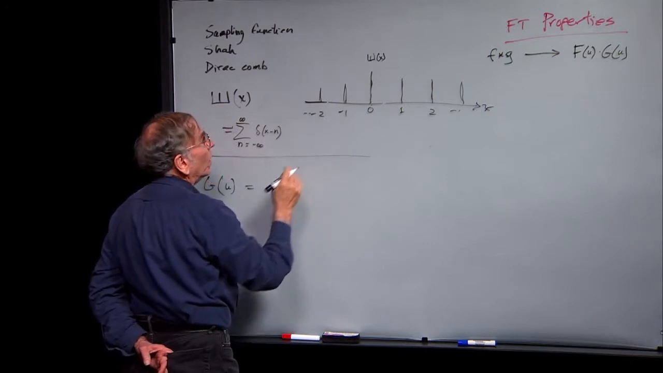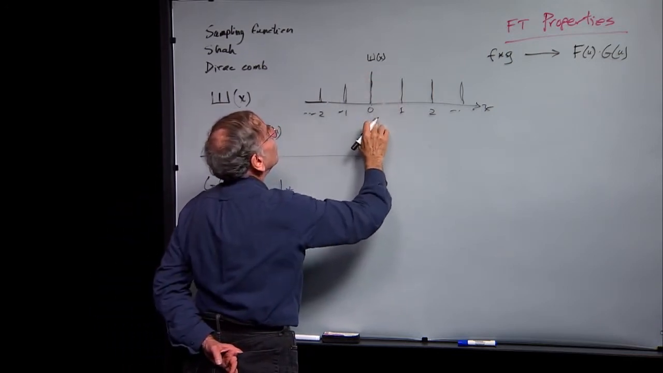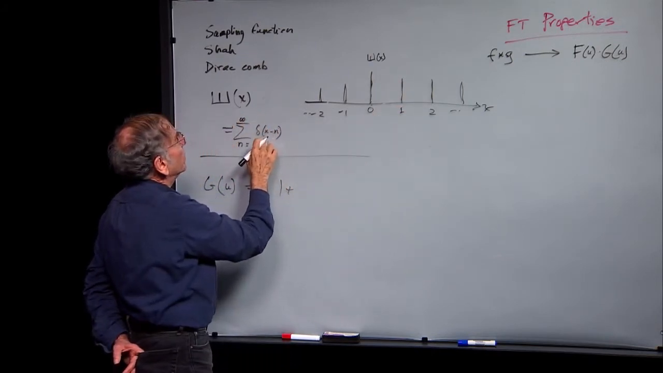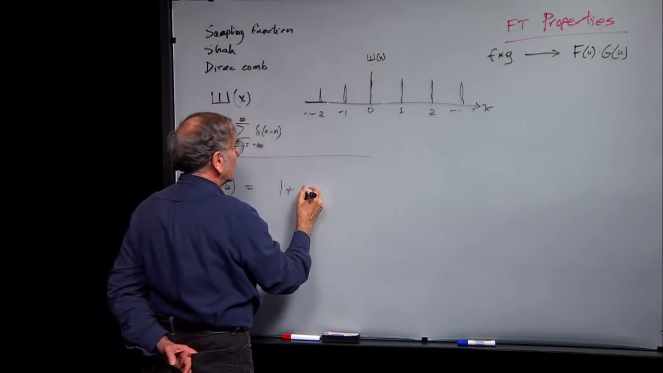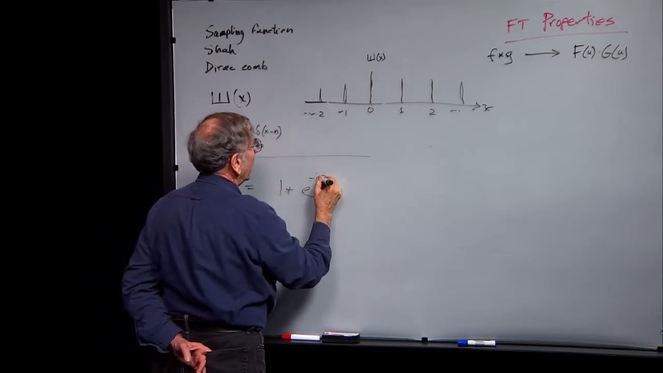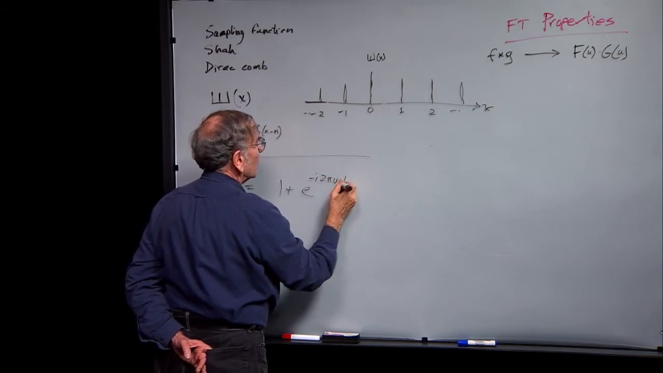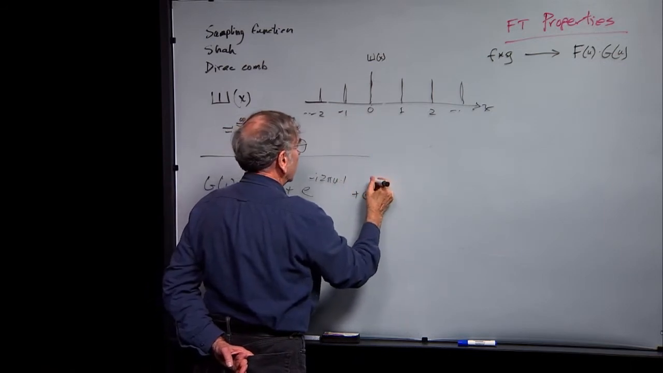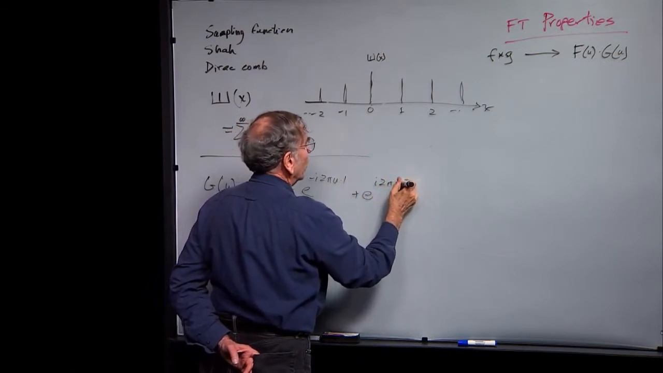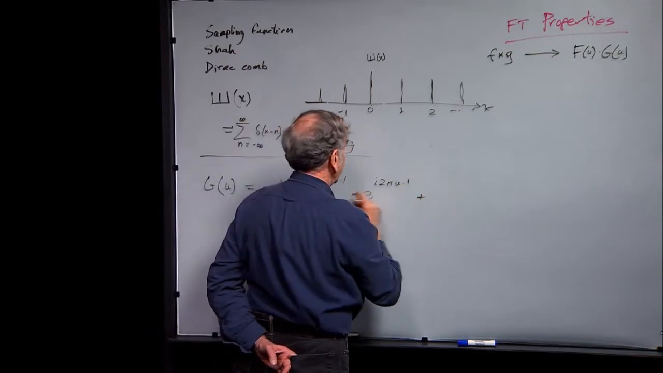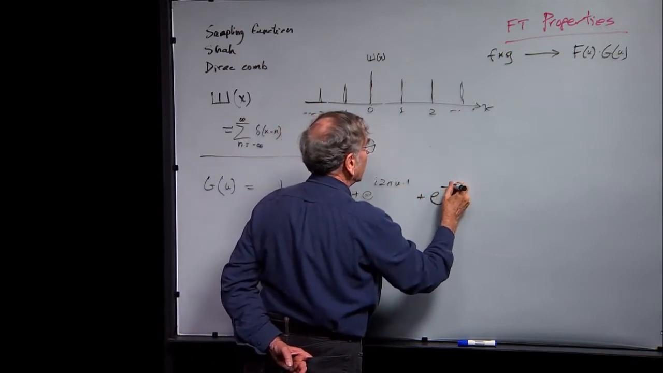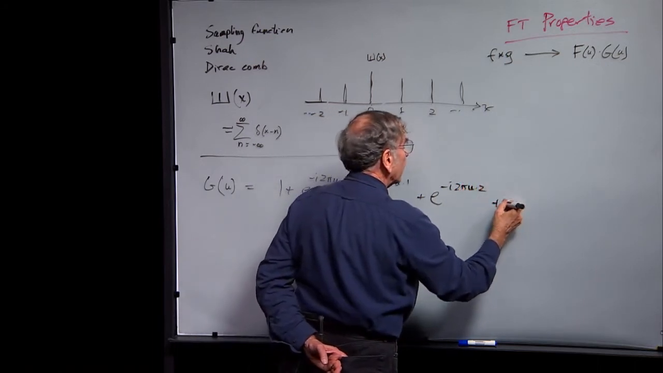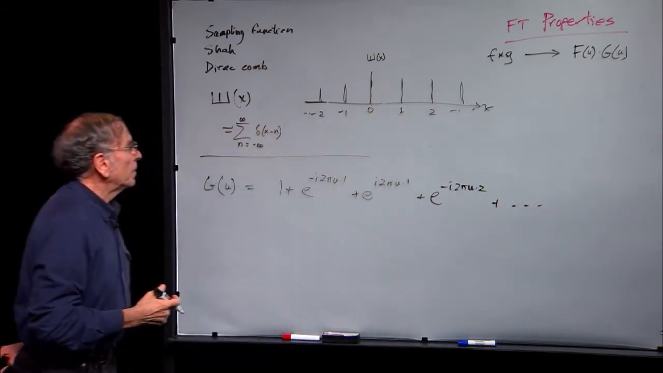It's going to look like 1 if I just look at this delta function in the middle. And then if I look at that delta function, which is shifted by 1 unit, so it's going to be delta of x minus 1, that's going to be e to the minus i 2 pi u times 1. And then if I look at that delta function, that's going to be e to the plus i 2 pi u times 1. And then I'm going to have the whole same thing, e to the minus i 2 pi u times 2, and the same thing with the opposite sign.